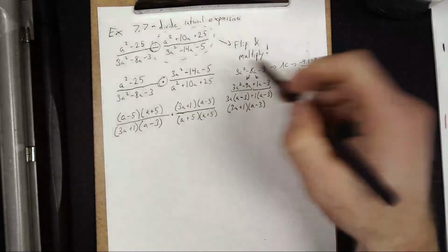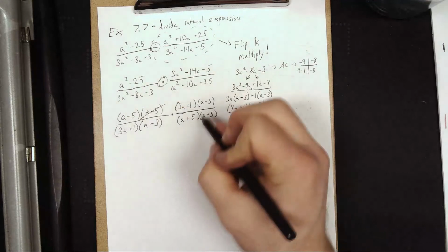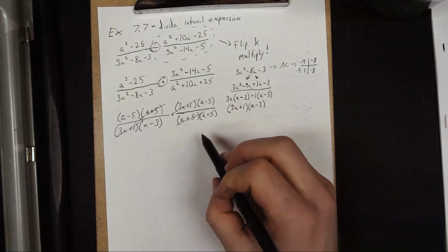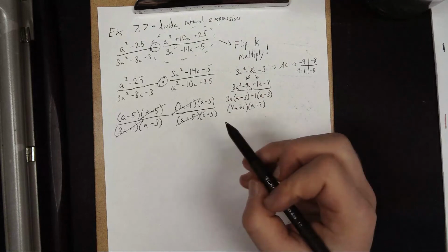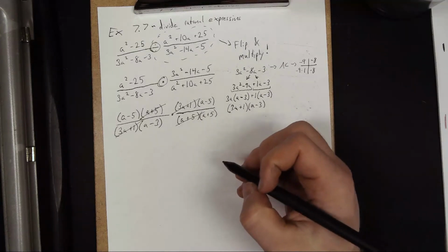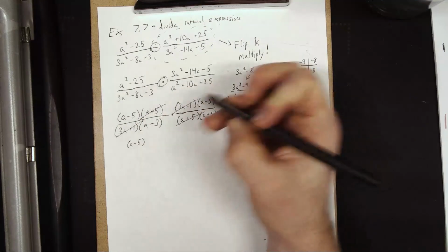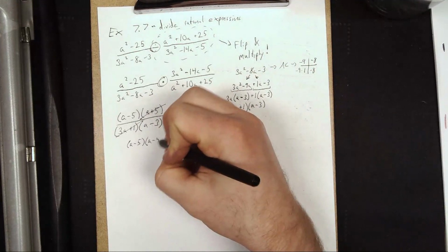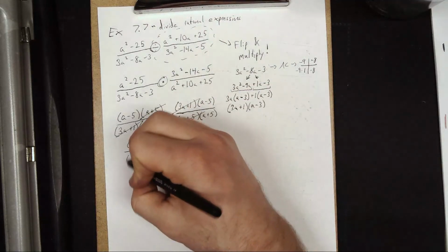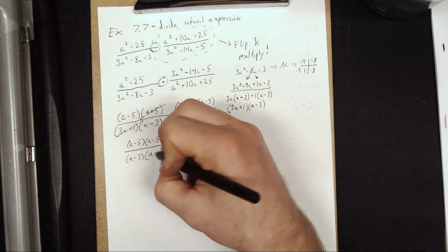Okay, so now we're going to have some fun, right? We get to cancel a lot. So we have an a plus 5 and an a plus 5. Those cancel. 3a plus 1, 3a plus 1. And it doesn't look like we have anything else. Okay, so we are done at this point. So now we come here, we got a minus 5, a minus 5 on top. And on bottom, we're going to have a minus 3 and a plus 5.